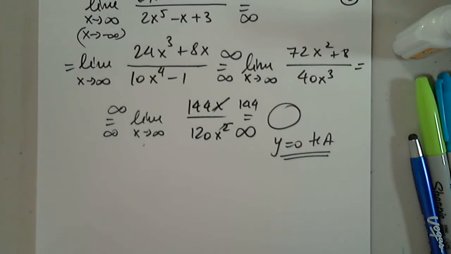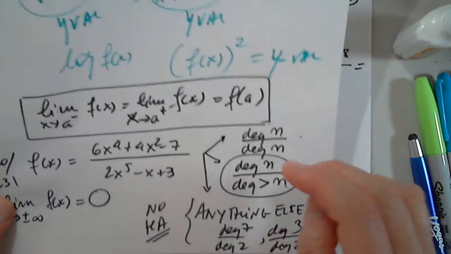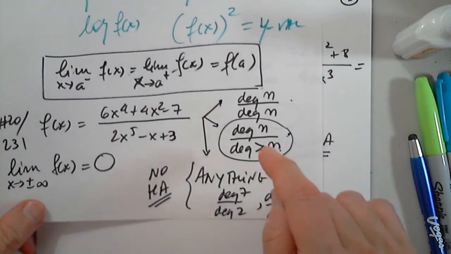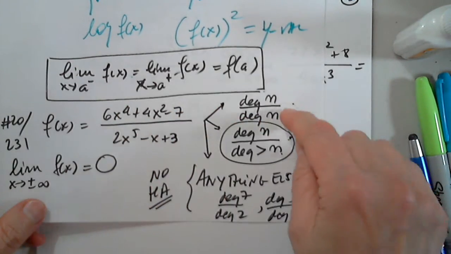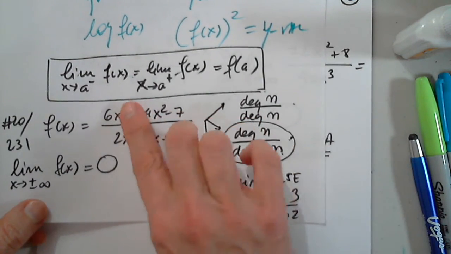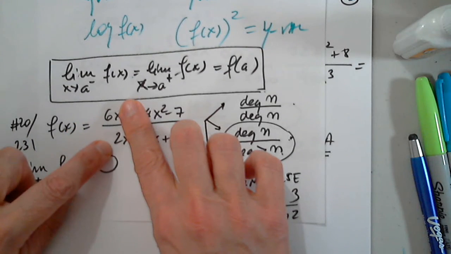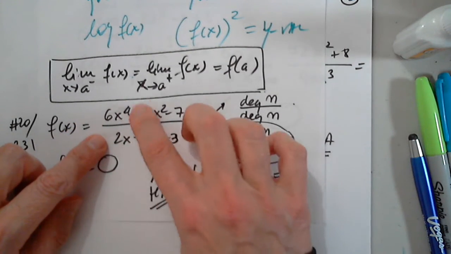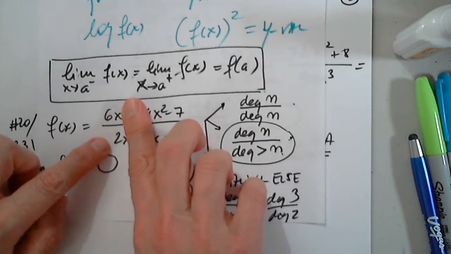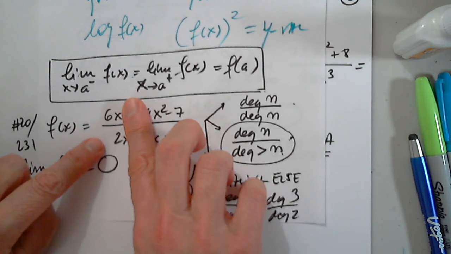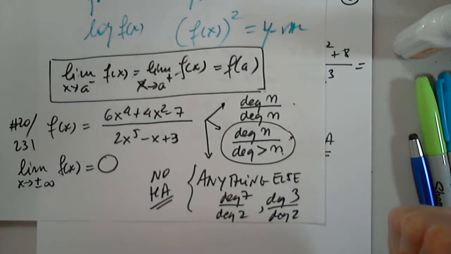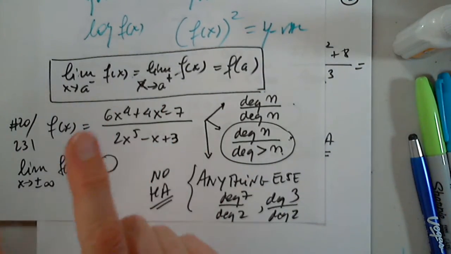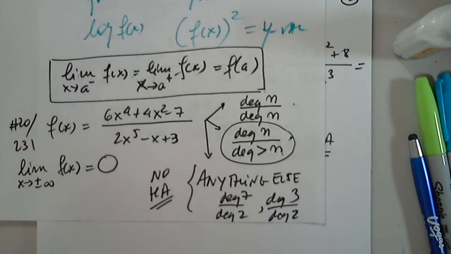So in short, for rational functions, horizontal asymptote exists only if they have the same degree. And how do I determine the horizontal asymptote if the degrees are the same? The leading coefficient over the leading coefficient. So in this case, if they were the same, the horizontal asymptote would have been 3, 6 over 2. If the degree in the denominator is more powerful than the numerator, only at infinity, the answer will be 0.